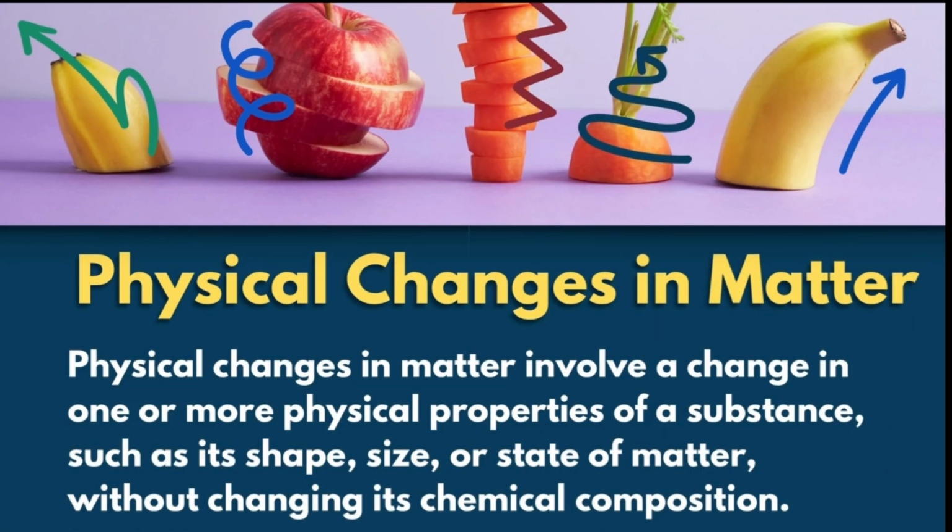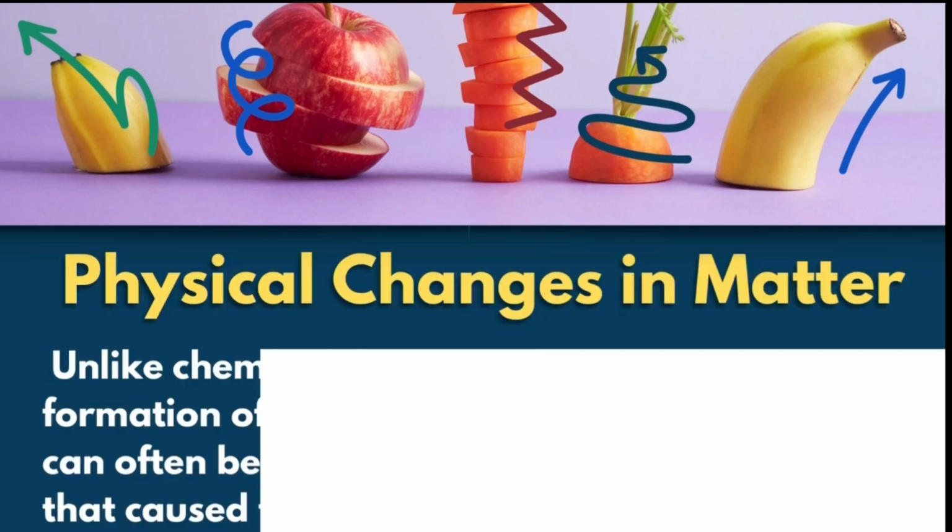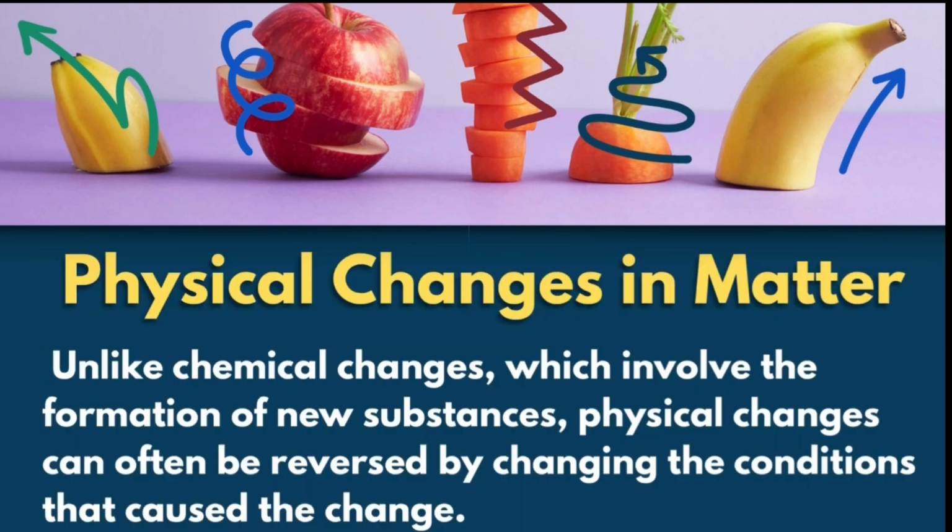Physical changes in matter. Physical changes in matter involve a change in one or more physical properties of a substance, such as its shape, size, or state of matter, without changing its chemical composition. Unlike chemical changes, which involve the formation of new substances, physical changes can often be reversed by changing the conditions that cause the change.